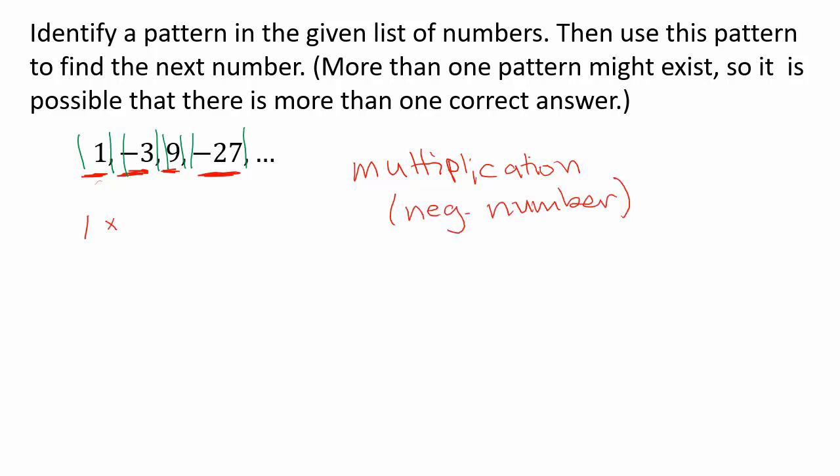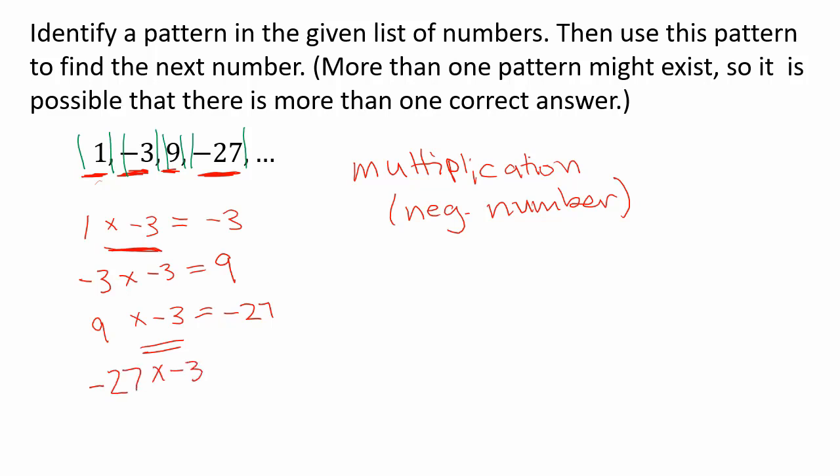Now, which number times 1 will give us negative 3? Well, that would be negative 3. So my conjecture is that in order to get from term to term, you would multiply the previous term by negative 3. So 1 times negative 3 gives us negative 3. Negative 3 times negative 3 gives us 9. 9 times negative 3 is negative 27. So my conjecture holds so far. If I take the previous term and multiply it by negative 3, I end up with the next term. So the term after this would be negative 27 times negative 3, and that would be equal to positive 81.